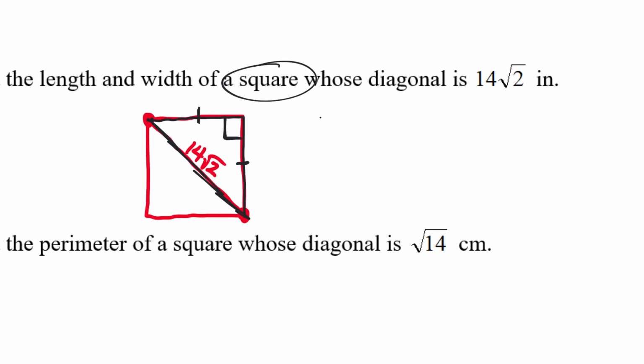Right, so if I just redraw that to eliminate the other stuff so you can see exactly, this is 14 square root of 2. And I'm looking for this, because this is going to be the length of the square, and this is going to be the width. Right here is the length and the width of the square.